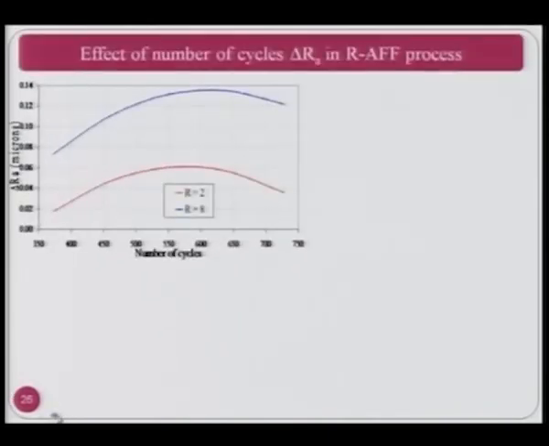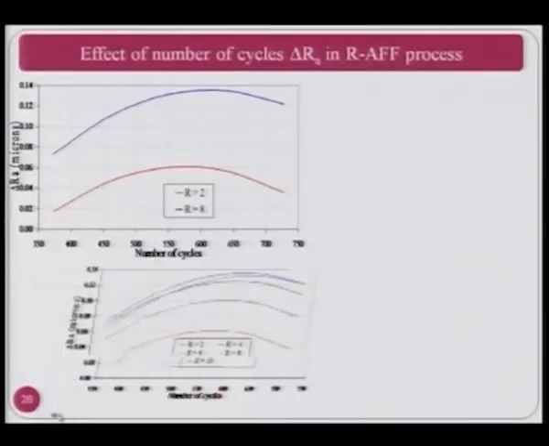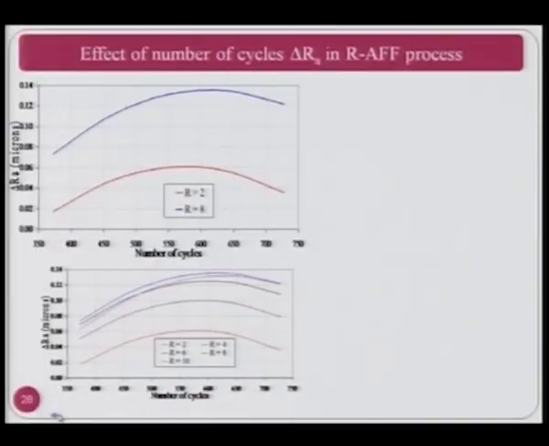Effect of number of cycles: as you see here, as the number of cycles increases, delta RA keeps increasing, but it attains a maximum value beyond which it starts decreasing. So definitely we should select the optimum number of cycles where you get the maximum value of delta RA, and it comes out around 600 cycles.